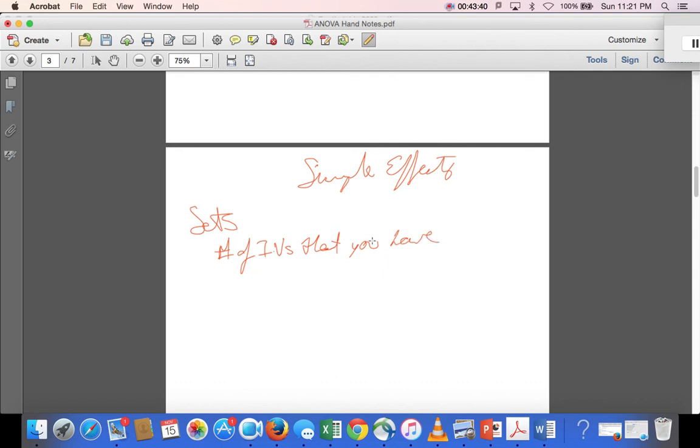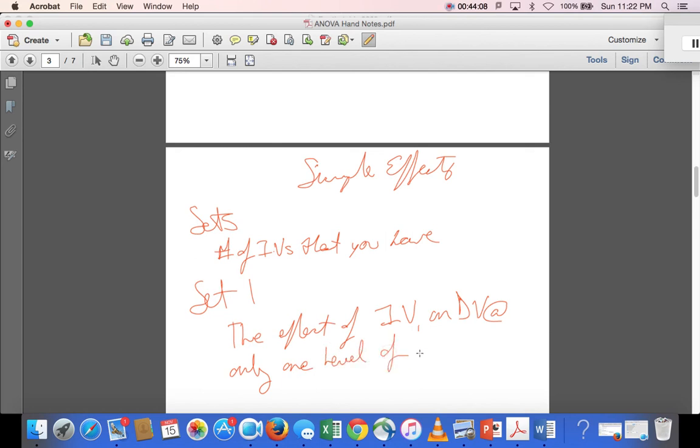Okay? So in our case, I have two IVs. So I'm going to have two sets in my particular case. Now, set 1 is essentially going to use the following sentence. The effect of IV1 on DV at only one level of IV2.